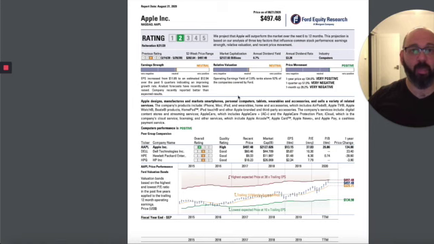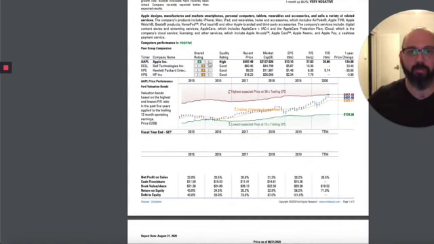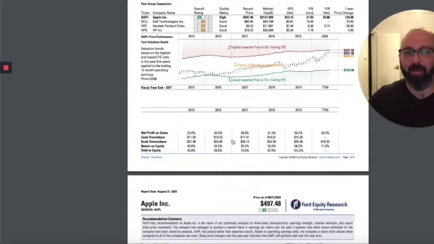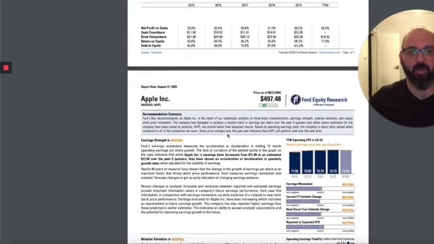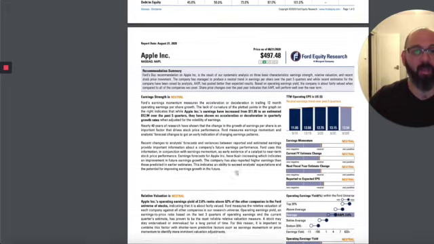This is Ford Equity's report on Apple. So you can scroll through this. If there's stuff you don't know or you don't understand, Google is your friend. Google what these things mean. If you're really like, what is book value? Just go on Google, type it in, or Investopedia, and get a quick glimpse of what this stuff means. Really though, you can just scroll through and see what the analysts, the people who in theory are smarter than us, have to say about this stock.